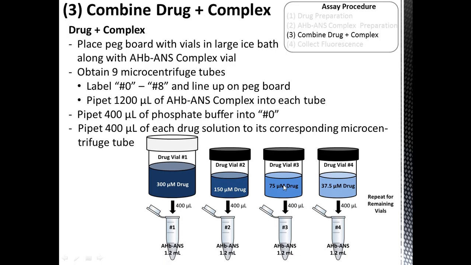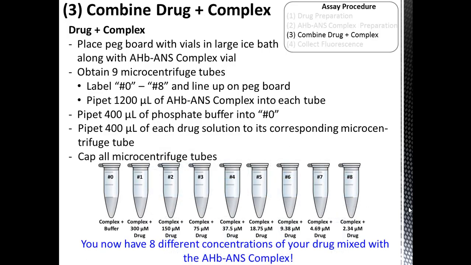Take 400 microliters of drug vial 3, add it to tube 3, and so forth for all of the remaining vials. So you've now mixed the drug and your complex, and you'll want to cap all of your tubes, and you'll want to invert them gently just a few times and let them sit and reach equilibrium. But then after that, you will have 8 different concentrations of your drug mixed with your complex.